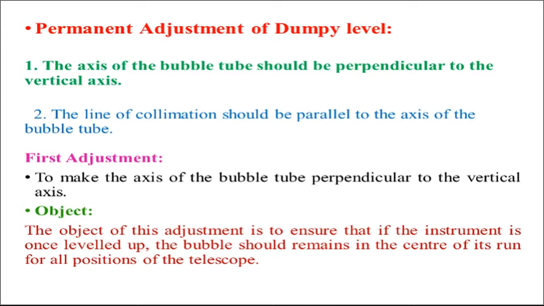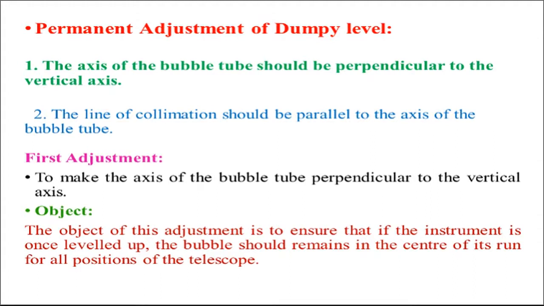Which permanent adjustments are required in a dumpy level? That is very important. Two adjustments are very much important as far as the dumpy level is concerned. First, the axis of the bubble tube should be perpendicular to the vertical axis. Second, the line of collimation should be parallel to the axis of the bubble tube. This means that when the instrument is in perfect level, these two adjustments should be satisfied by the dumpy level, or we can say by the leveling instrument.